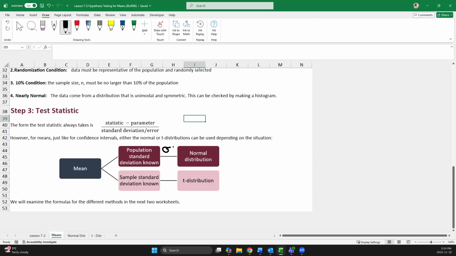if you know sigma, then you can use the normal distribution. However, if you only know the sample standard deviation that we call s, then you have to use the t distribution because you're estimating two things, the mean and the standard deviation, which leads to our t distribution. We're going to break down each of these methods individually, using the normal distribution and then using the t distribution in the next two worksheets.